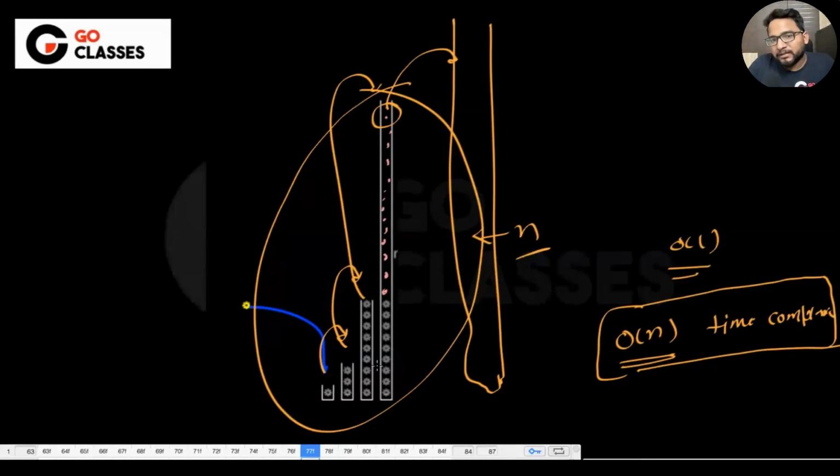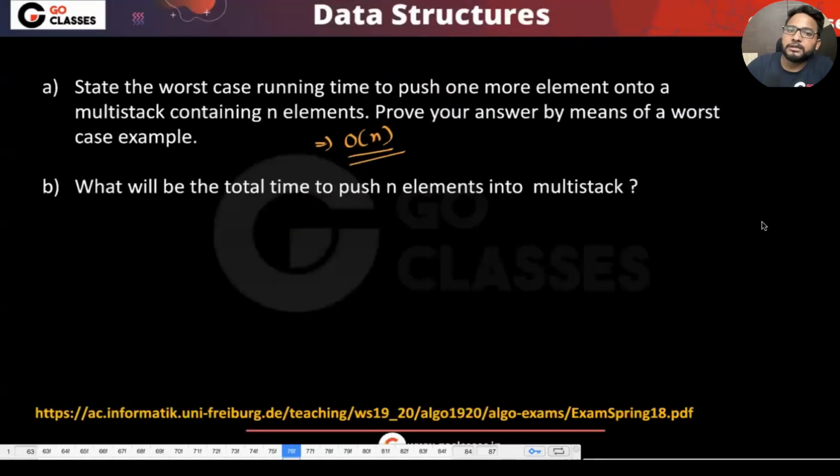I agree that initially, let's suppose this is the very first element, it might have traveled from here to here, then here to here, then here to here. It must have traveled multiple times, right? But that's not the question. You are right in the statement, but this is not the answer to the question. The question is saying: what is the worst case running time to push one more element onto the multi stack containing already n elements? How you got these n elements is not the case in the question.